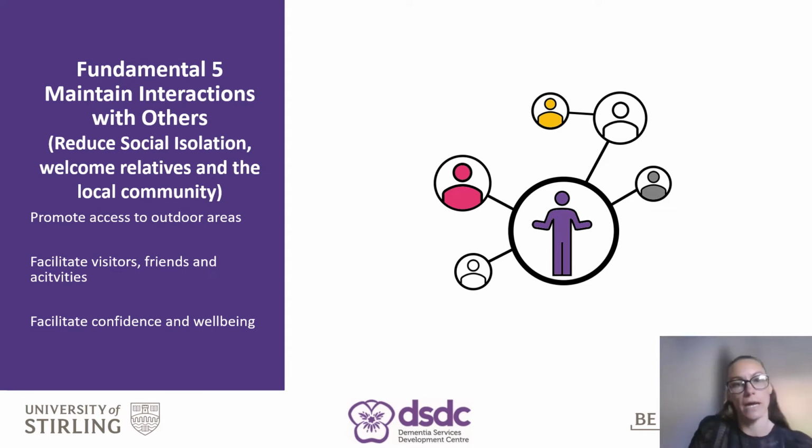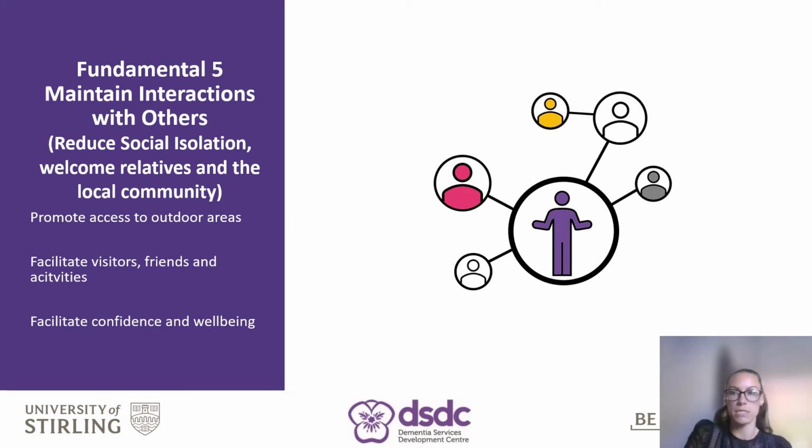So Fundamental 5 is looking at maintaining interactions with others. Quite often people who are older and people who have dementia, they're less likely to interact with others because they lose confidence. So it's important to maintain confidence and facilitate independence. This allows them to have people over to the house and be able to do something simple like make a cup of tea. But it also allows them to be able to go out to local shops and cafes if this is what they like to do.